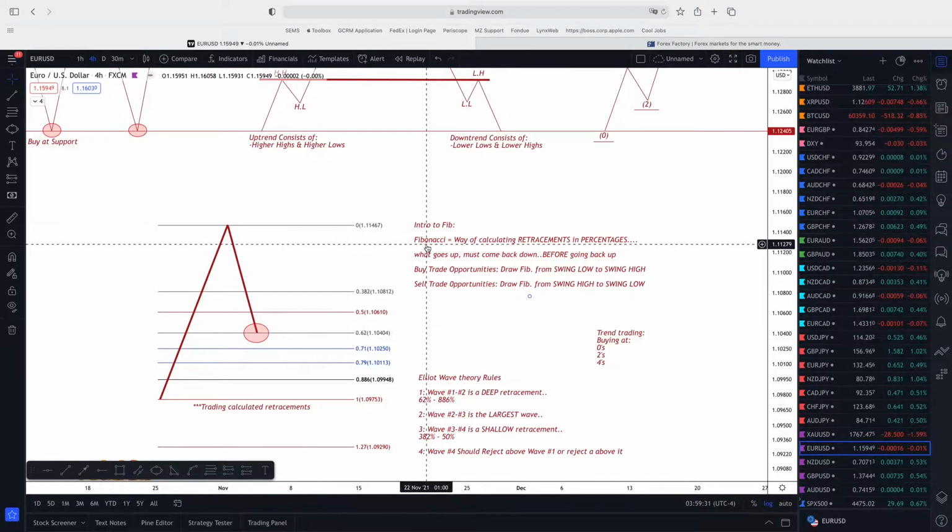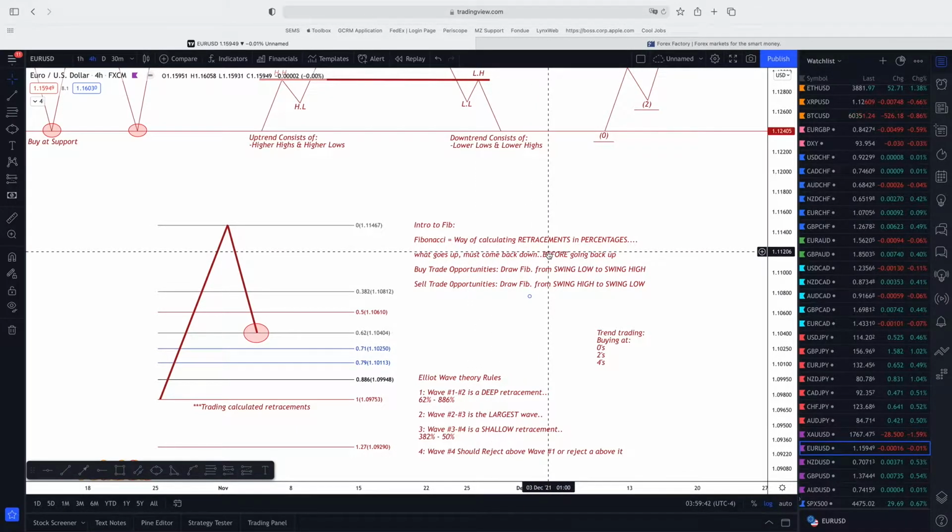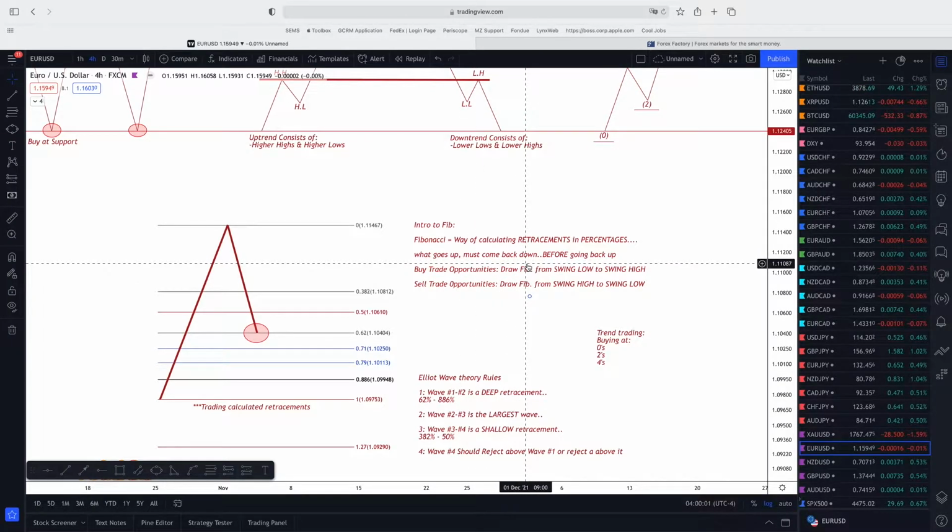What is Fibonacci in the simplest way explained? Fibonacci is simply a way of calculating retracements in percentages. I'll say it again. Fibonacci, in the simplest term, is a way of calculating retracements in percentages. What is a retracement? It's whatever goes up must come back down. The retracement is it coming back where? Down. It's almost like gravity. You throw a ball in the air, it must come back where?